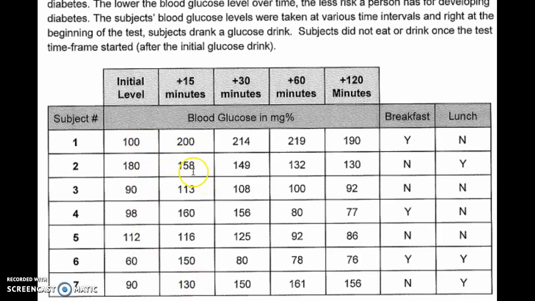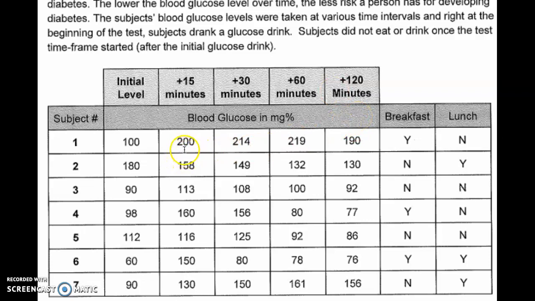except I need to take into account this test subject did not. Test subject 2. It looks like test subject 2 had lunch and started with the highest glucose level, so maybe that's why their glucose didn't go up. But for everyone else except for subject 2, I'm going to be seeing a pattern that they're going up. Okay, so the next thing that I want to do is compare this table, the 15 minutes, to the 120. So what happened over time?